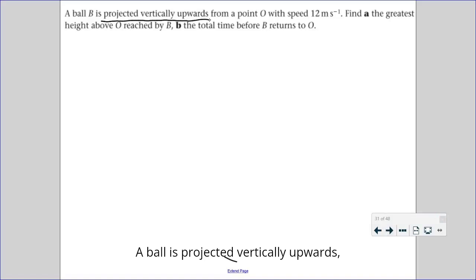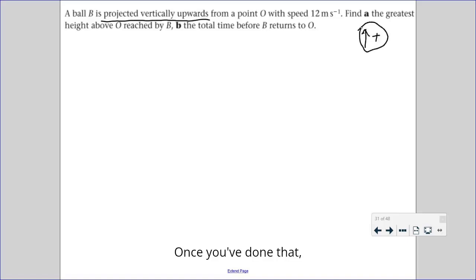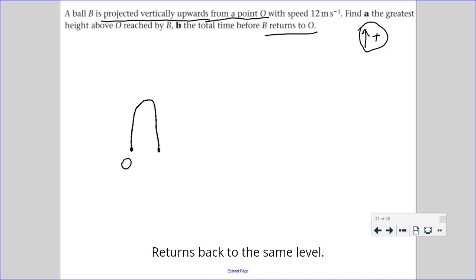Right, a ball is projected vertically upwards, so straight away we know that upwards will be our positive direction. Okay. Once you've done that, draw a diagram. So a ball is thrown from point O. So point O is here, and we know that it will return to O. Returns back to the same level. Okay. Now, it's asking you the greatest height reached by B.